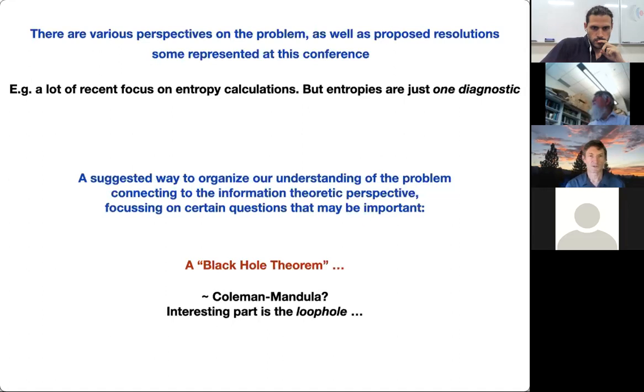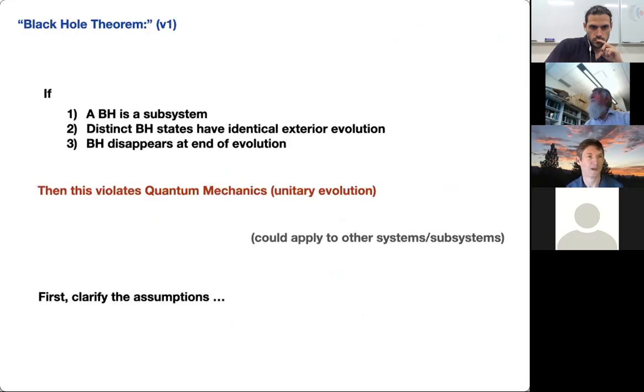And I'll organize things by stating what I'm going to call a black hole theorem. And I'm putting that in quotes for various reasons. One reason is I view this as a theorem to be taken in the spirit of the Coleman-Mandula theorem. And of course, the important thing about the Coleman-Mandula theorem was the loophole in the theorem, and that was where supersymmetry came in. So here too, as I'll say more, the important thing is probably, how do we get out of the theorem? What's the loophole?